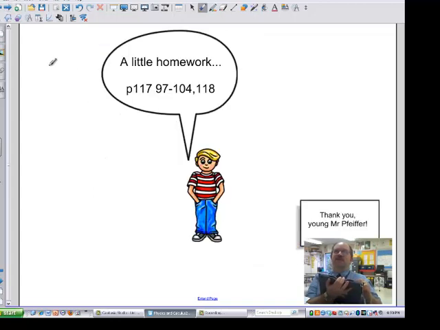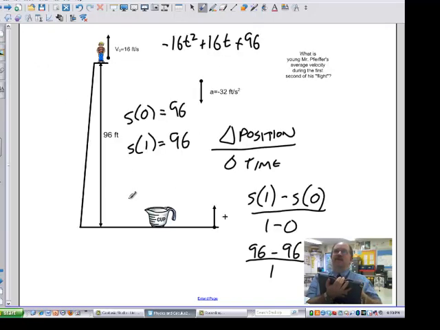So that is the Mr. Pfeiffer connection, and a couple of problems for you. Thank you, Mr. Pfeiffer. And thank you, Isaac Newton, and everybody else. That's the physics connection to calculus. That's how we use the physics with calculus and the calculus with physics here.